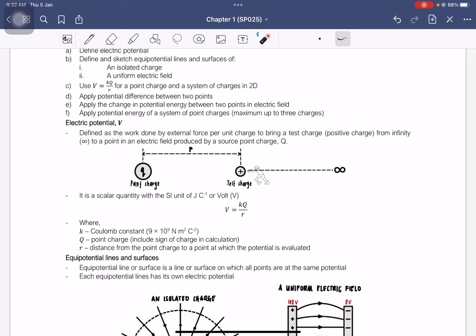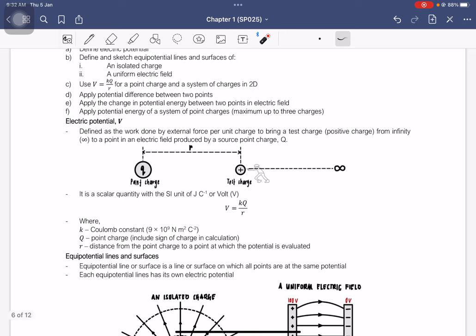Okay. So electric potential, symbolnya adalah V. It is defined as the work done by external force per unit charge to bring a test charge, which is a positive charge, from infinity to a point in an electric field produced by a source point charge, which is Q lah, capital Q. Oh, it's capital Q, tapi saya tulis q di sini. Sorry.